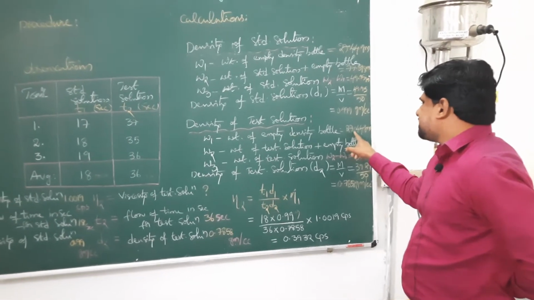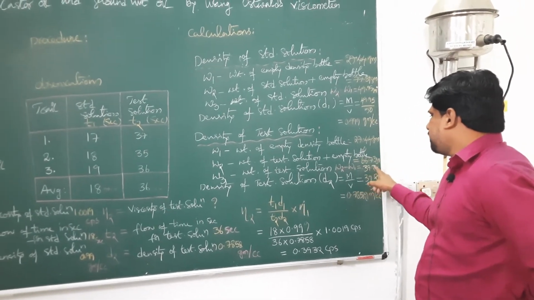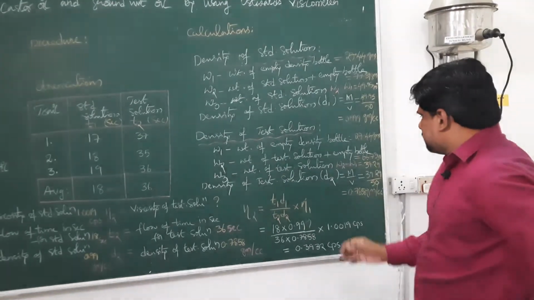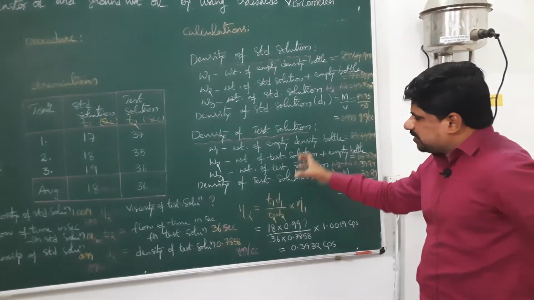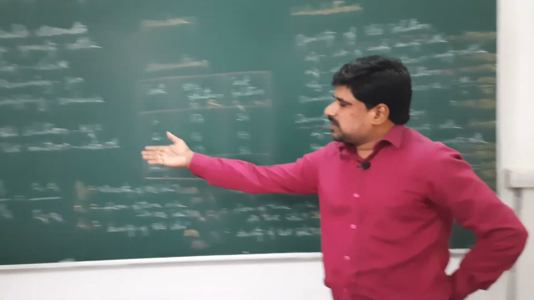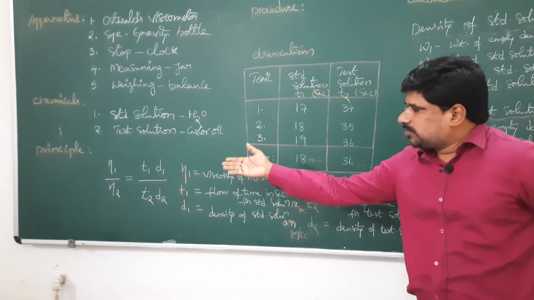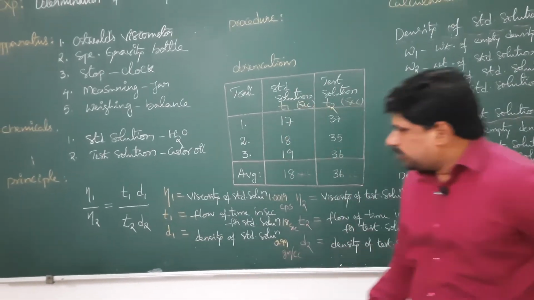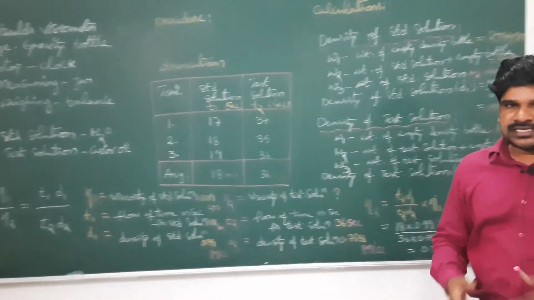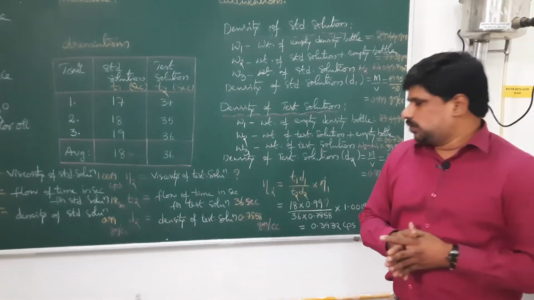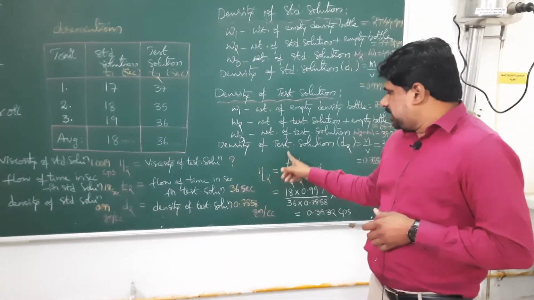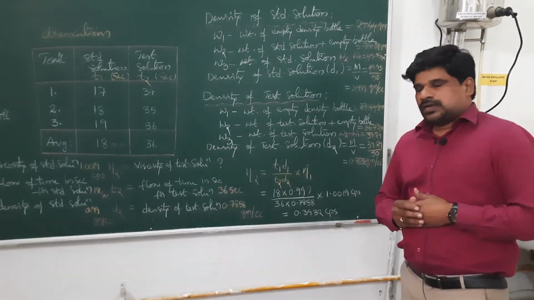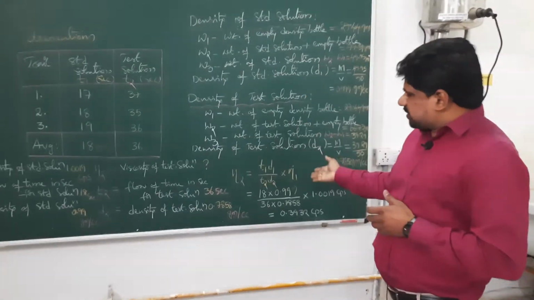66.73 minus 27.44, I am getting 39.29 grams per cc. And this value I am substituting in the equation. That equation is eta 1 by eta 2 equal to T1 D1 by T2 D2. But our aim of the experiment is to calculate eta 2. So, eta 2 equal to T1 D1 by T2 D2 into eta 1, and substitute all the values in the equation.